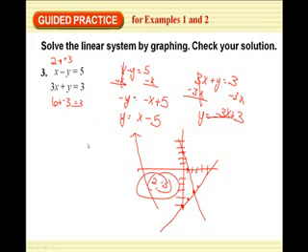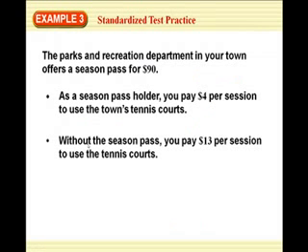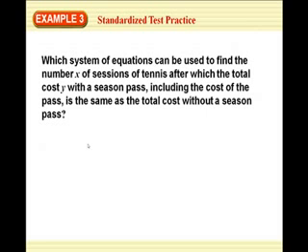Okay, so there's linear systems and graphing. Example number 3, a Parks and Recreation department in your town offers a season pass for $90. As a season pass holder, you pay $4 per session to use the town's tennis court. Without a season pass, you pay $13 per session to use the tennis court.